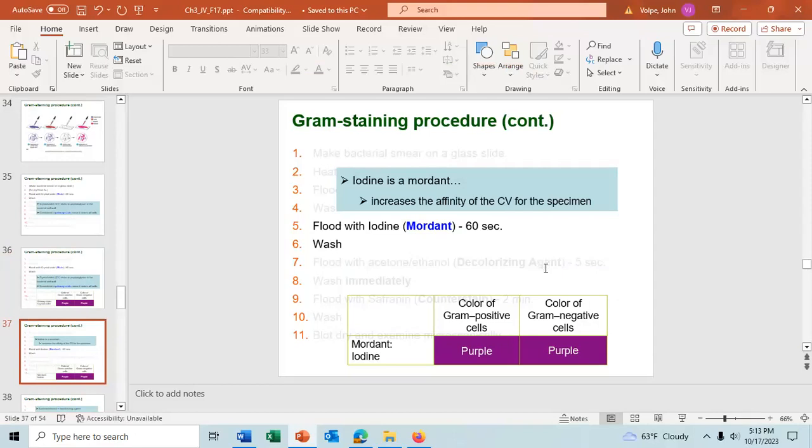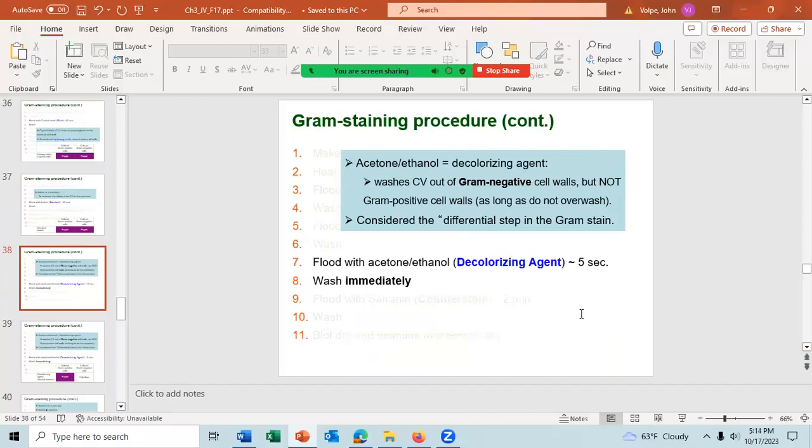After the iodine step, the gram-positive cells are purple. It is a more purple color than the crystal violet, which was a blue purple. But the gram-negative cells are the same color, and they're a purple color. Any question about any of that?